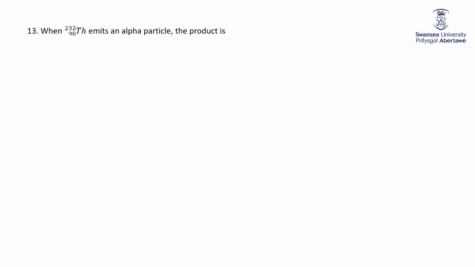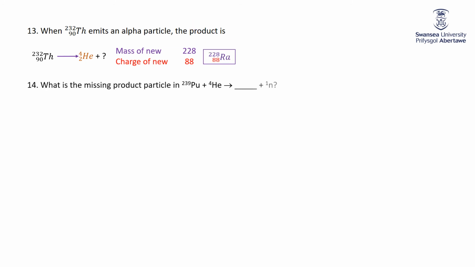232 thorium emits an alpha particle. So let's see, standard old thingies. The mass of the new one is 228 because we've lost 4. The charge on the new one is 90 minus 2, so is 88. That's radium. So 228 radium.